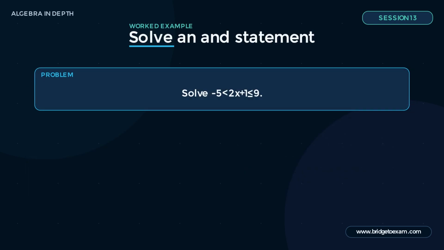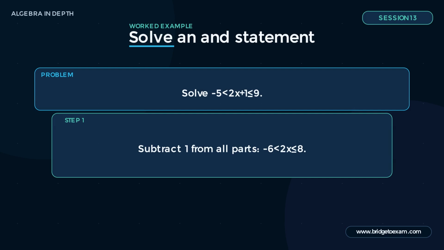Worked example, solve an "and" statement. Solve -5 < 2x + 1 ≤ 9. Step 1. Subtract 1 from all parts. -6 < 2x ≤ 8. Step 2. Divide all parts by 2. -3 < x ≤ 4.